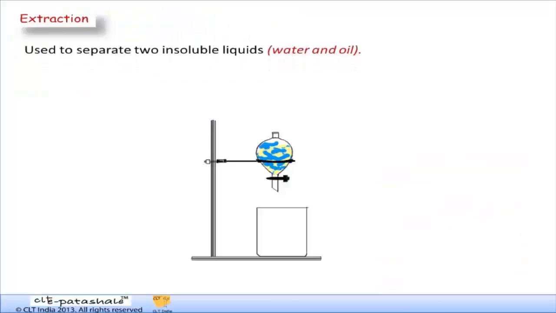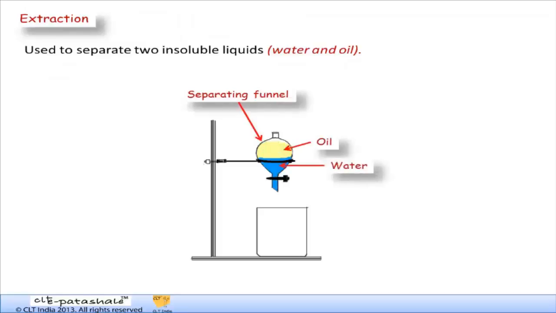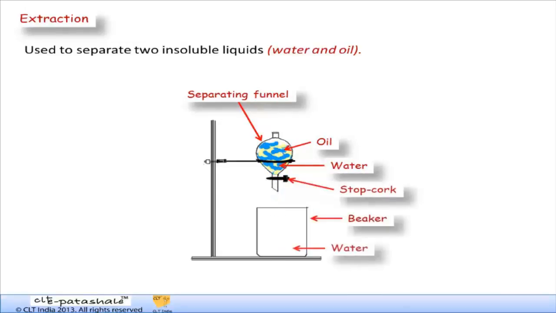Extraction. Extraction is used to separate two insoluble liquids. Example, water and oil. This is done with the help of a separating funnel.